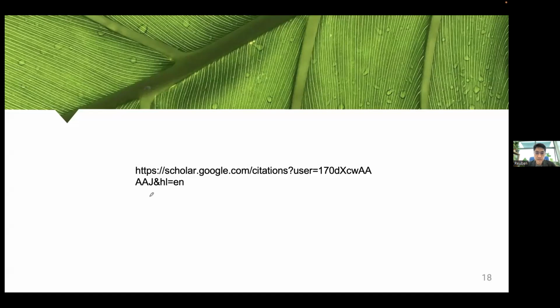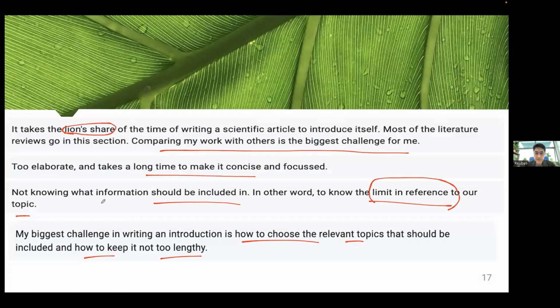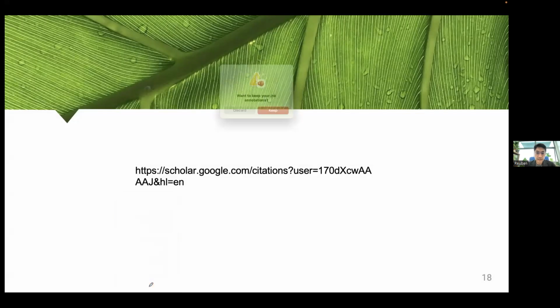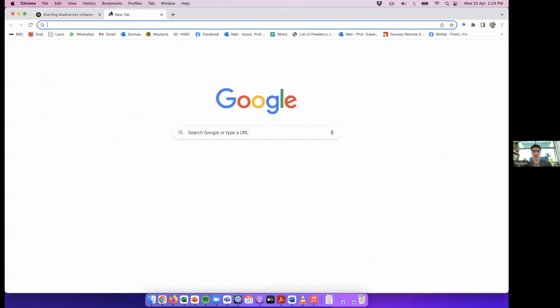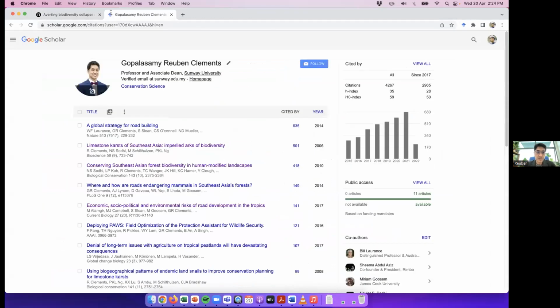So somebody asked, what are the relevant papers to include? How do you look for the relevant citations and articles? I think one way is to use Google Scholar. I'm going to show you an example of how to use Google Scholar to find relevant articles.